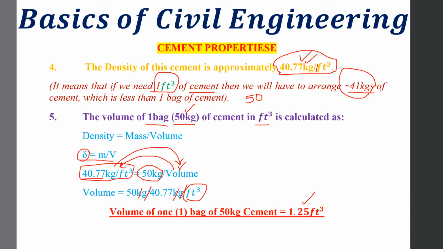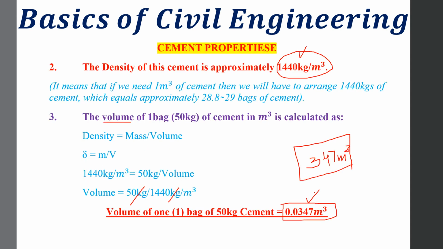So keep in mind, in the previous slide as well, the volume of one bag of 50 kg. Never misinterpret the data that this volume, 0.0347 meter cube, is the volume of a bag of cement whose mass is 50 kg. This volume will be different for a 40 kg bag. This volume will be different for a 25 kg bag. This volume will be different for a 10 kg bag.